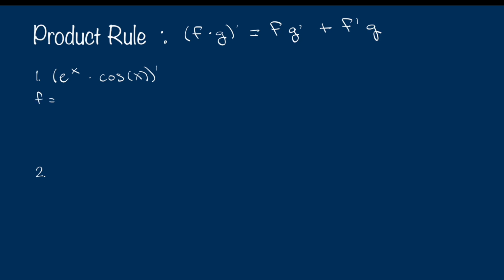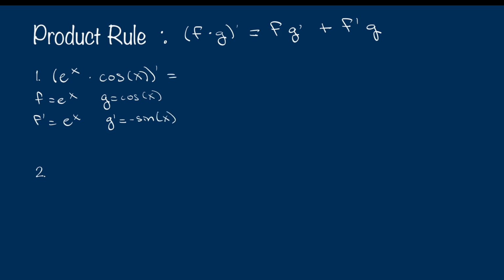Next is the product rule. So if we have f times g and we want the derivative of that, we take f times the derivative of g plus the derivative of f times g. So going over an example, we have e to the x times cosine x. And with the derivative, what we can do is find our f, which is e to the x, find our g, which is cosine x, find the derivative of f, which we know is e to the x, and the derivative of g, which is just negative sine x.